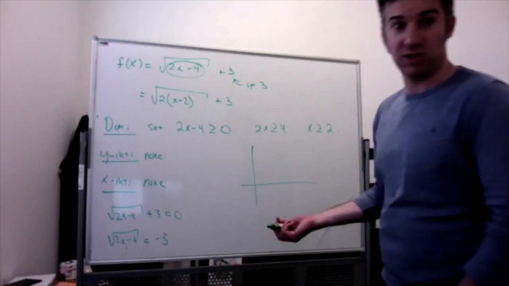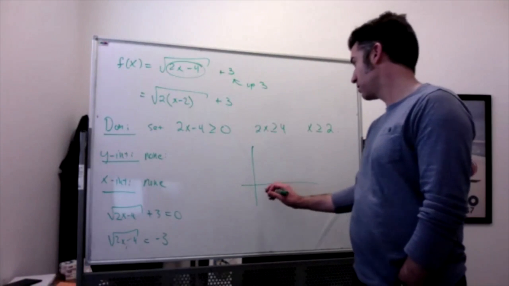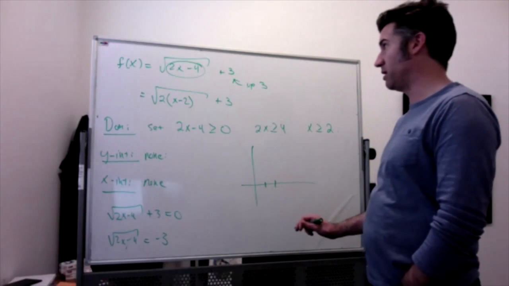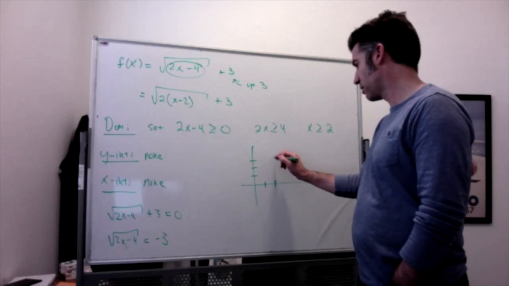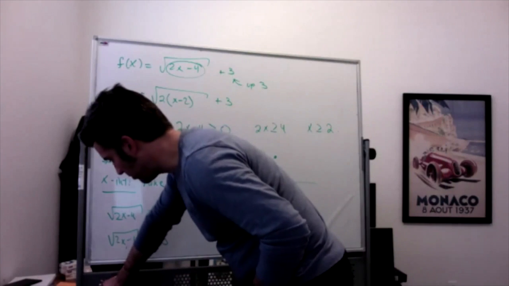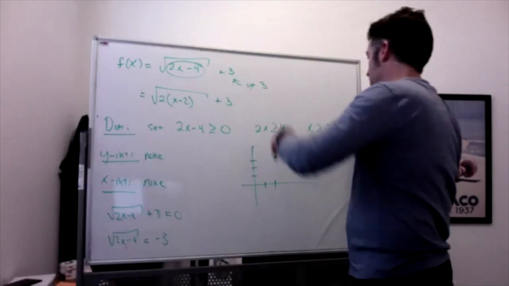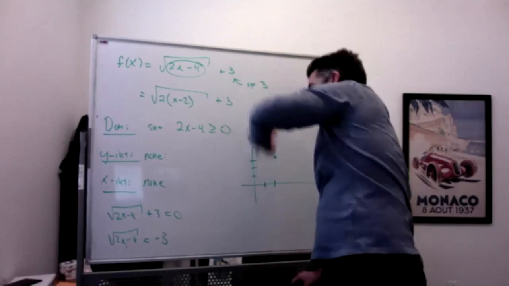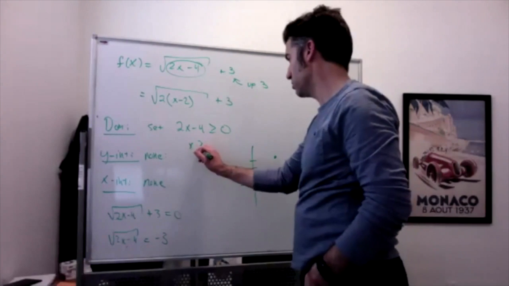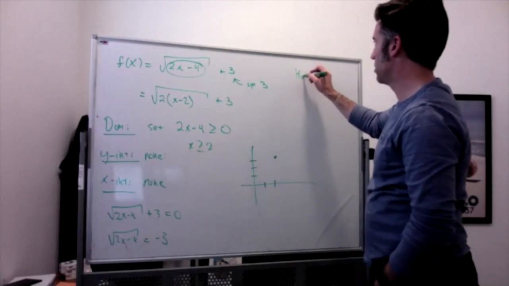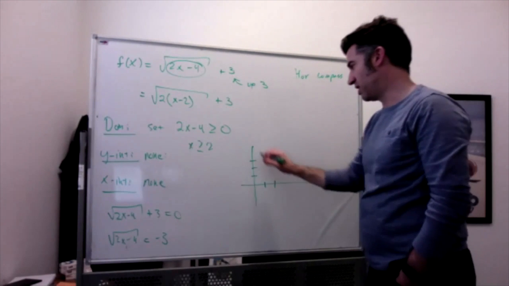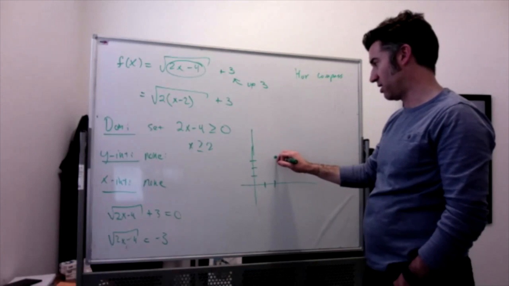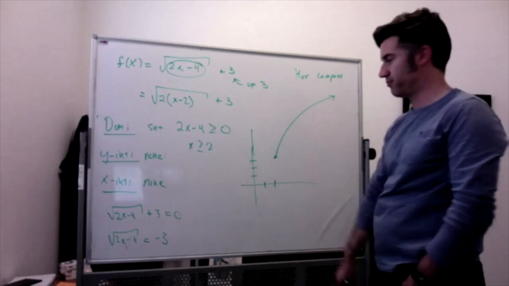Really, this is all about just the shifting, right? This is going to shift 2 to the right and 3 up. And I suppose we could also mention that there is a horizontal compression by a factor of 2. But then I'm really just going to graph it. So it looks like this, and then it's like that.